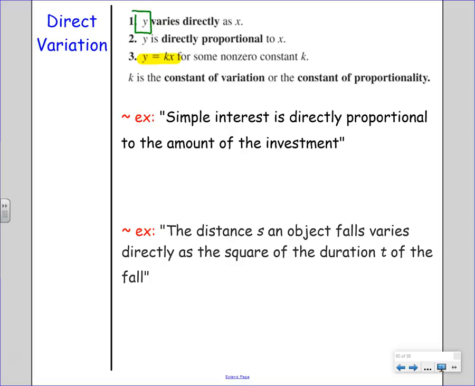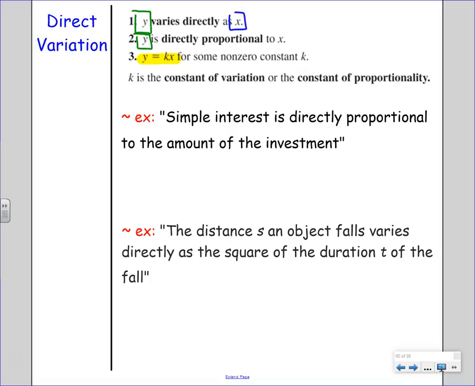But remember, y's don't always have to be y's. They can be b's or s's or p's or a's or who knows what else. Okay? So whatever quantity comes before is going to be y. It's going to go in this spot. Whatever quantity comes before these relationships is the dependent quantity, because it's the one that's being affected by this one over here, which is going to be the independent or the x.